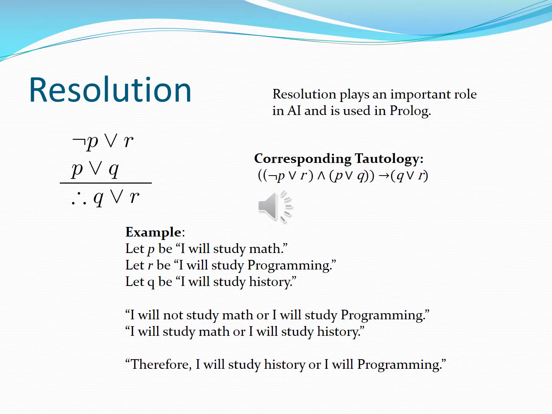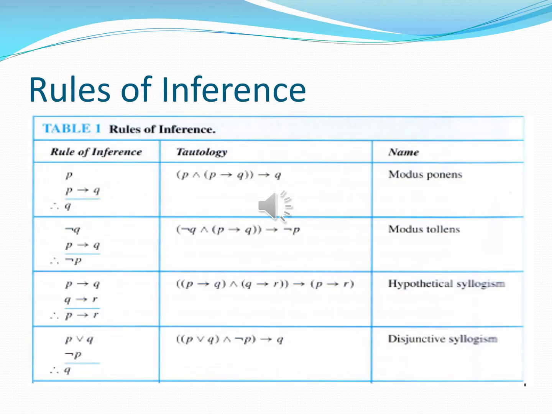Let Q be, I will study history. I will not study math or I will study programming. I will study math or I will study history. Therefore, I will study history or I will study programming. This is the table of rules of inference: modus ponens, modus tollens, hypothetical syllogism, disjunctive syllogism, and so forth.